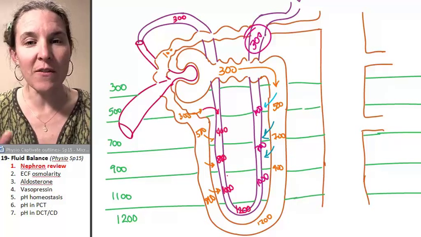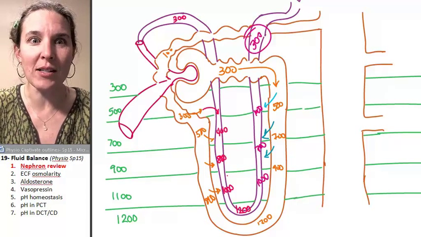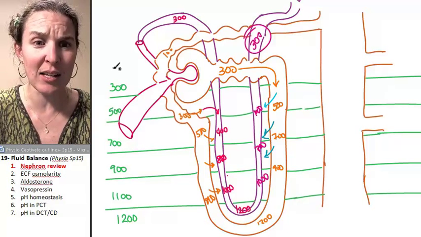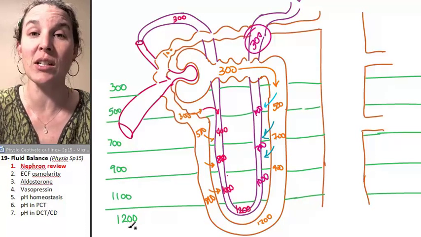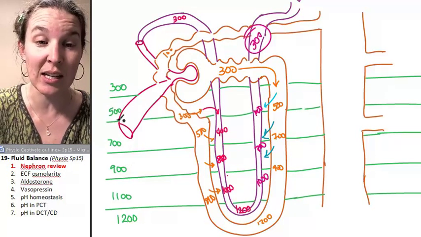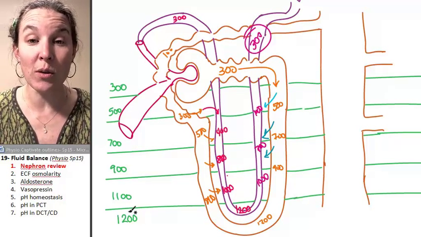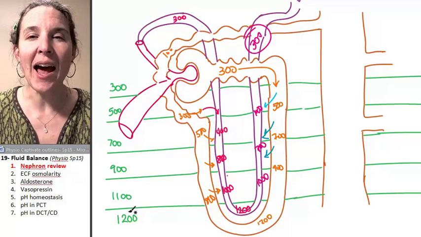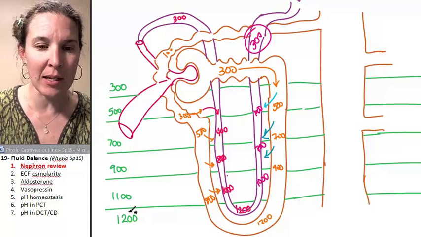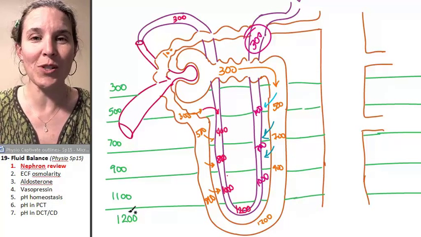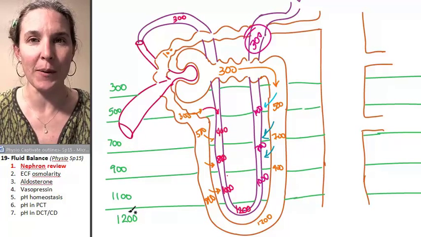And we've got some specific mechanisms. We went through the whole process of establishing this interstitial medullary concentration gradient in the kidney. And now we're going to use all the tools that we've got together to look at how the kidney participates in maintaining homeostasis of the extracellular fluid.